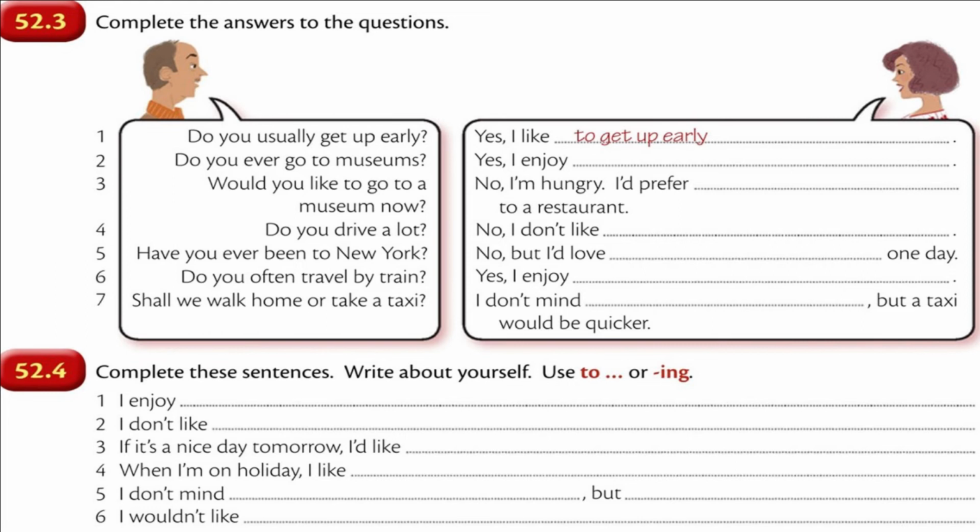Number 5. Have you ever been to New York? No, but I would love to go there one day. Number 6. Do you often travel by train? Yes, I enjoy traveling. Number 7. Shall we walk home or take a taxi? I don't mind walking, but a taxi would be quicker.